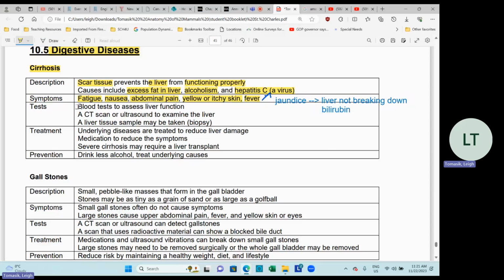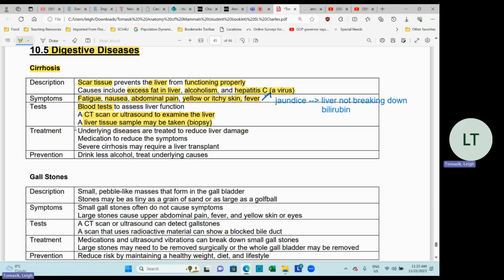And if the doctor suspects you or a family member might have cirrhosis, they will do blood tests to assess the liver function. So they'll be looking for bilirubin and a lot of the other things that the liver is supposed to break down. And if there's a lot of them, then they'll realize that your liver's not working well. You can have a CT scan or an ultrasound to examine the liver's condition and look for scar tissue or abnormalities. And you can get a biopsy to look for the scarring.